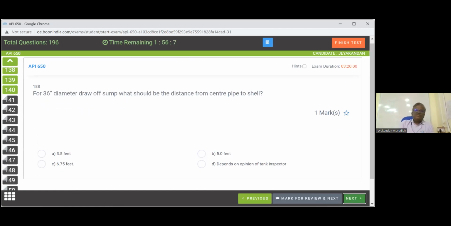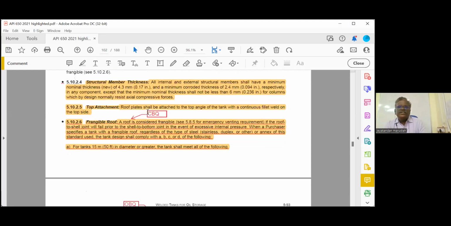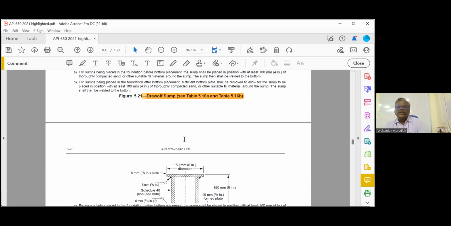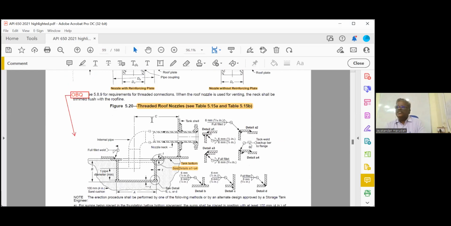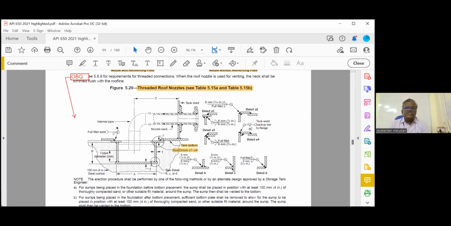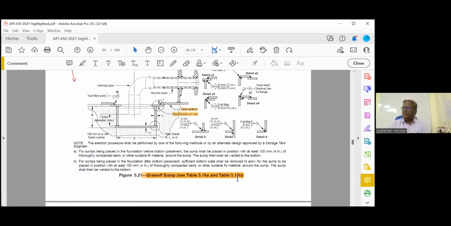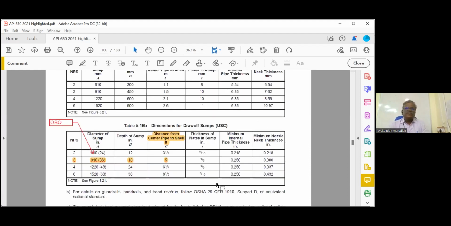For a 36 inch diameter draw-off sump, what should be the distance from center pipe to shell? First, you have to identify the sketch. Which page? 5-77. See, what is the dimension? This is the one: shell to center pipe, C. We have to see the C dimension. Correct? So which table do you have to refer to? You can see the table at the bottom they have given: 5-16B. We have to refer to 5-16B, on the next page.